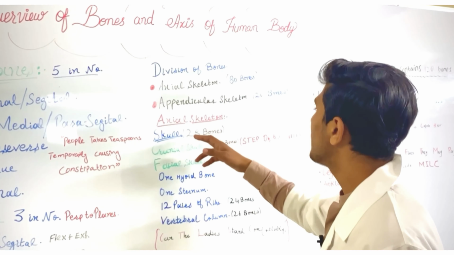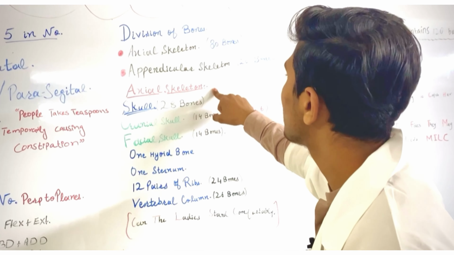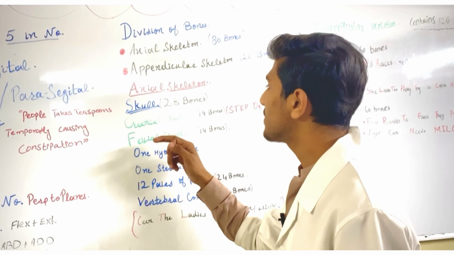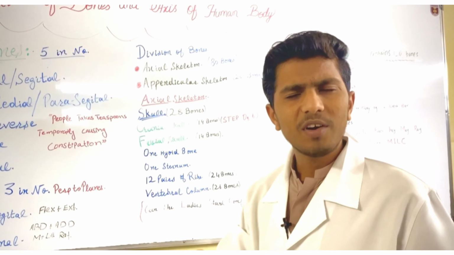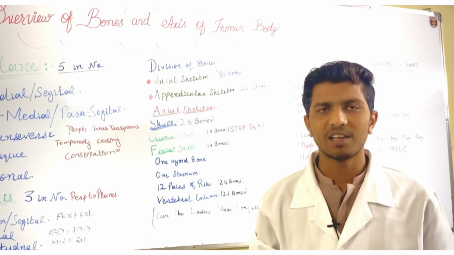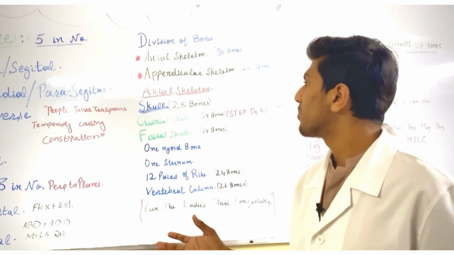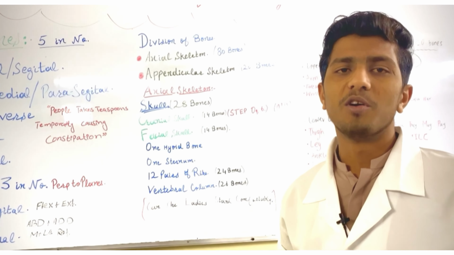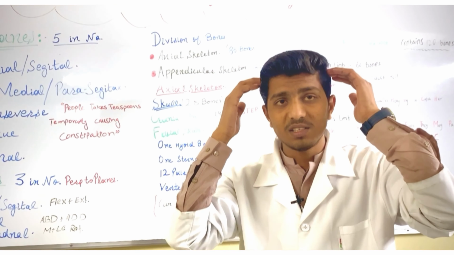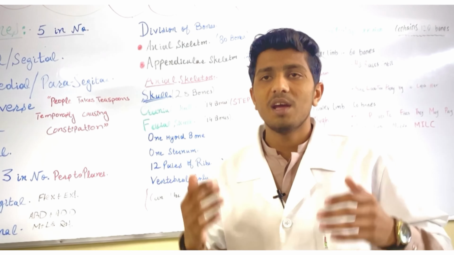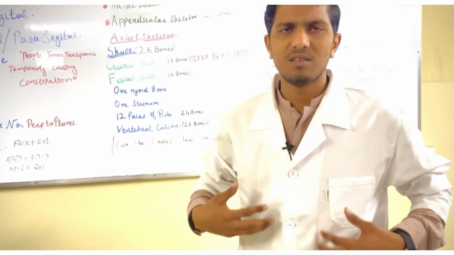So next one that I want to explain is the axial skeleton. The axial skeleton contains a total of 80 bones, out of which first of all is the skull. First of all, I want to explain why it is called the axial skeleton. Because in the axial skeleton, the total 80 bones protect our vital organs of the body. That's why it is known as the axial skeleton. Just like our cranial skull contains and protects our brain, and the thoracic cage protects our lungs, just like this.